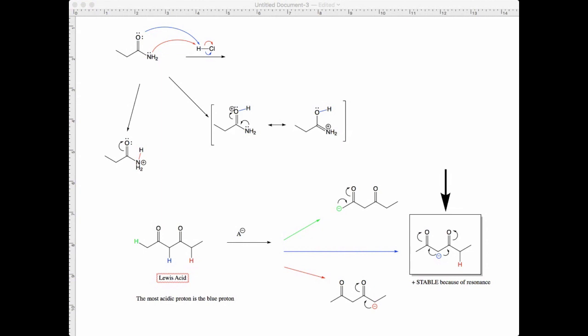So, first, focus. Is the molecule acting as a base or an acid? If it's acting as a base, as in the case of the acetamide, draw the conjugate acids and compare them. If it's acting as an acid, draw the conjugate bases and compare them. So I hope this is helpful.